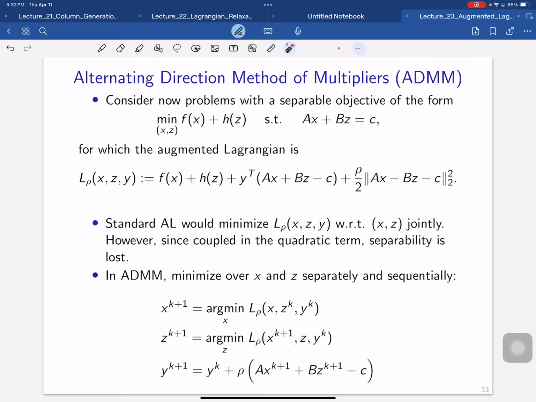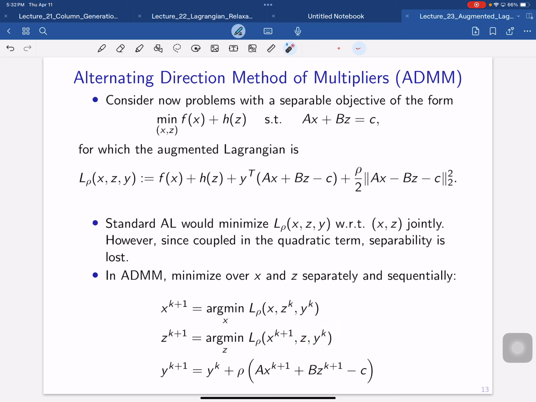But in ADMM, what they do is minimize x and z separately and sequentially. When you minimize x, you fix z and y at the values from their previous iteration, so then you can separate the x and z variables. First you fix zk and yk, and then you optimize for x. Then you fix xk, which here is updated to the next iteration, xk plus 1, and you fix yk as well, and you just optimize for z.